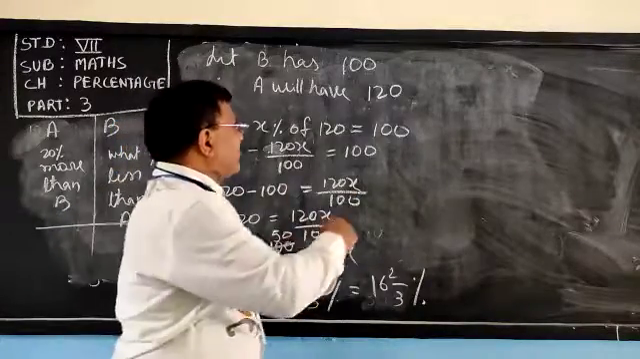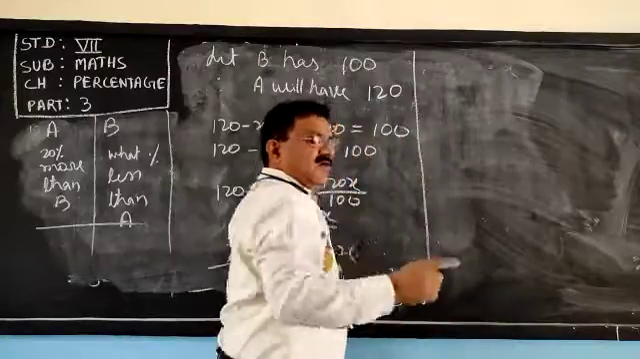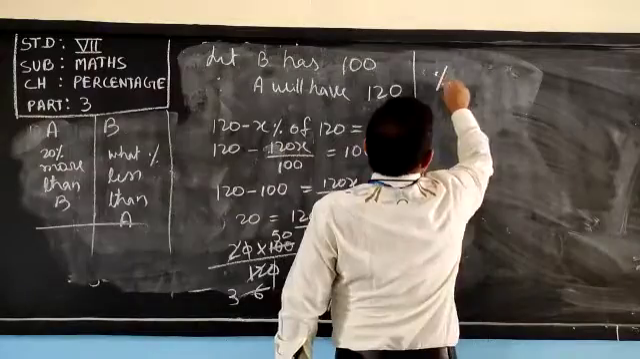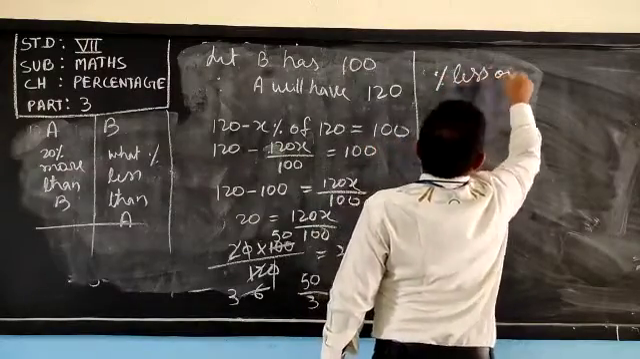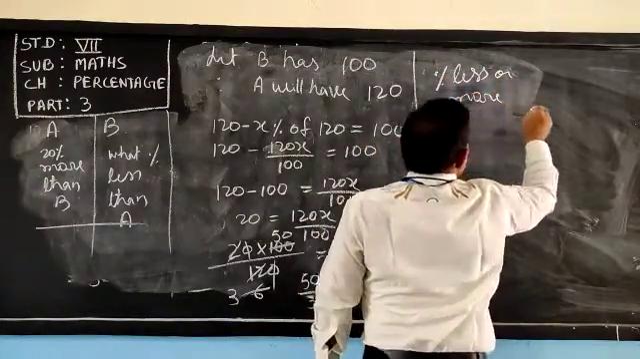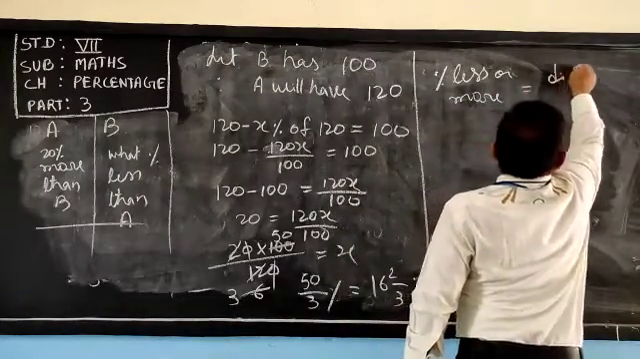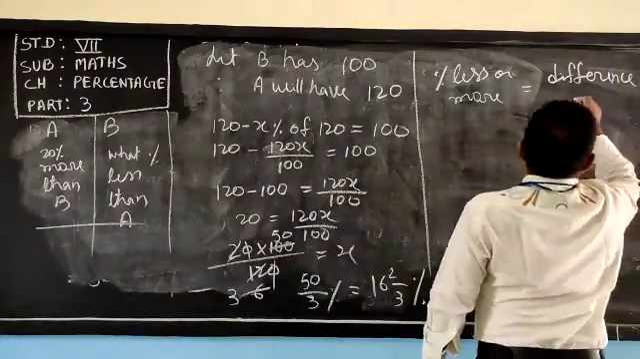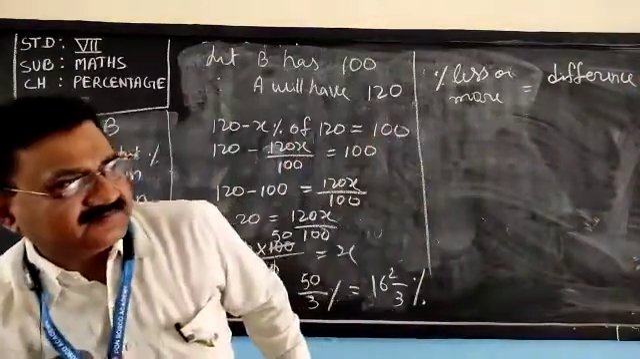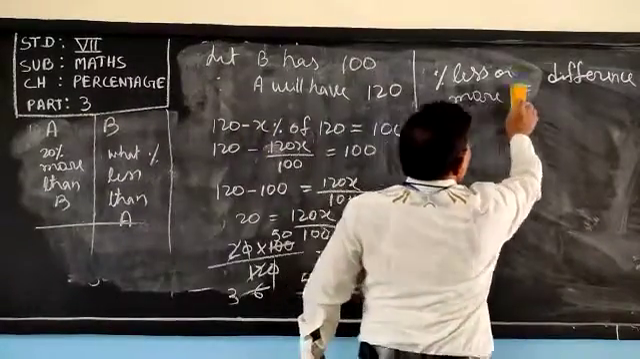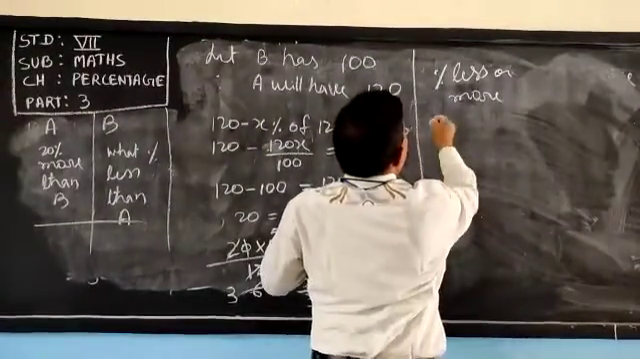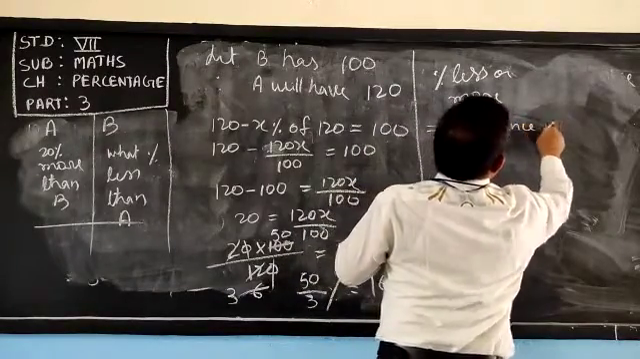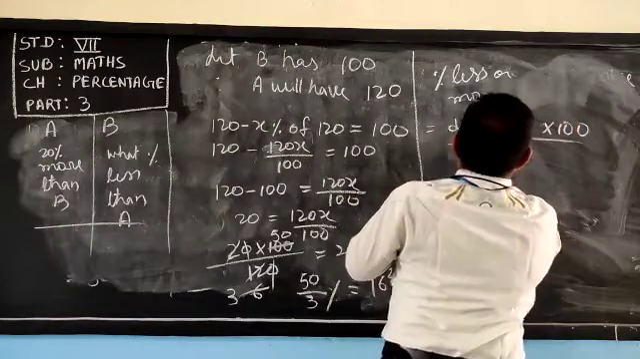Very difficult. One shortcut method I will give you. Percentage less or more is equal to difference into 100 by original value.